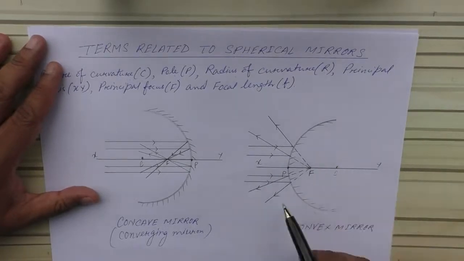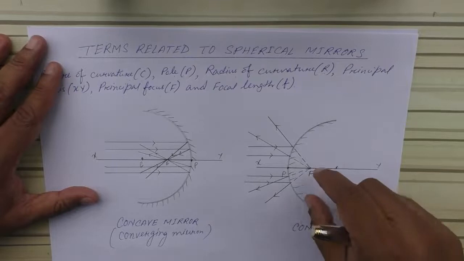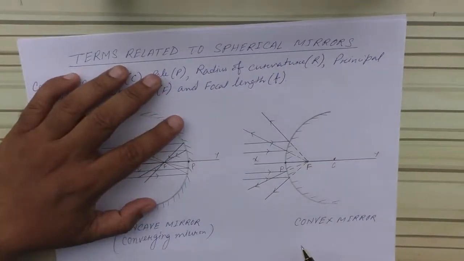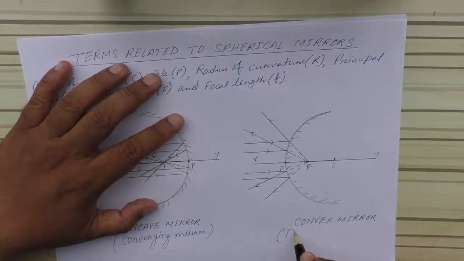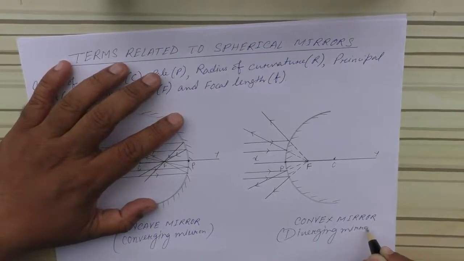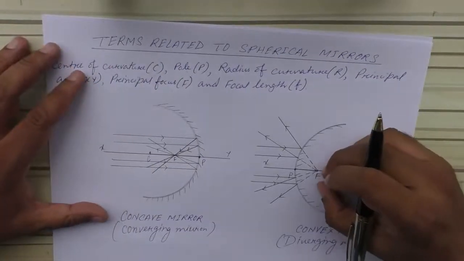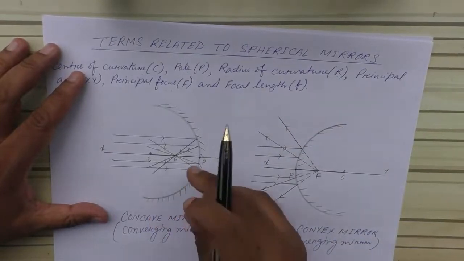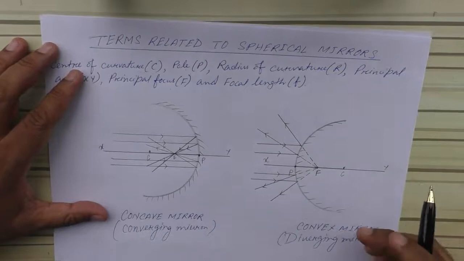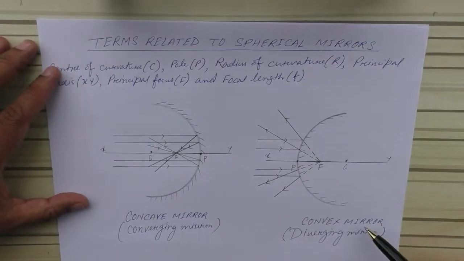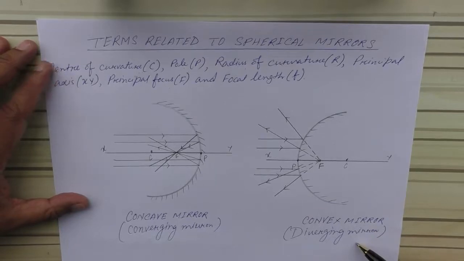And if you look at this diagram, after reflection the light rays appear to diverge from a point on the principal axis, and thereby convex mirror is also called diverging mirror, because light rays after reflection are diverging from a point, and here the light rays after reflection converge, that is meet, at a point. So concave mirror is also called converging mirror, convex mirror is also called diverging mirror.